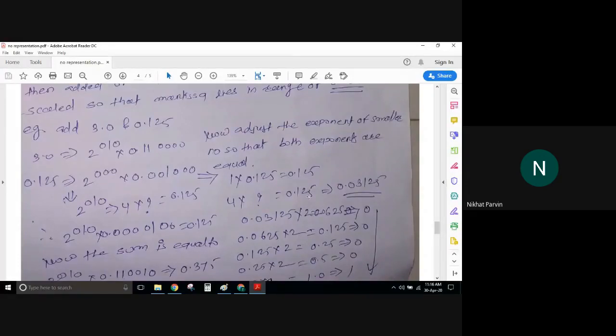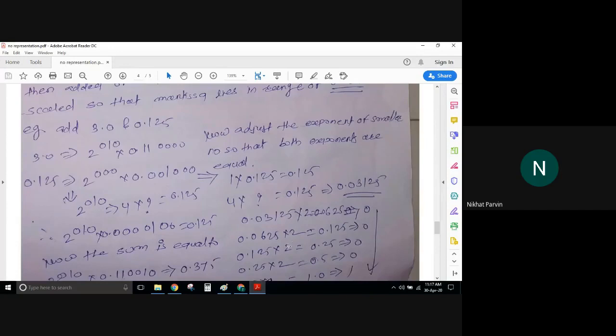So from that, what did I understand? If 4 is nothing but 2 power 2, and earlier it was 2 power 0 into this, which was my 0.125. Now this is my 4, so this has changed to 0.03125, which is decimal, but I have to convert it into binary, right? So convert it into binary by multiplying by 2 to take the integer part out.